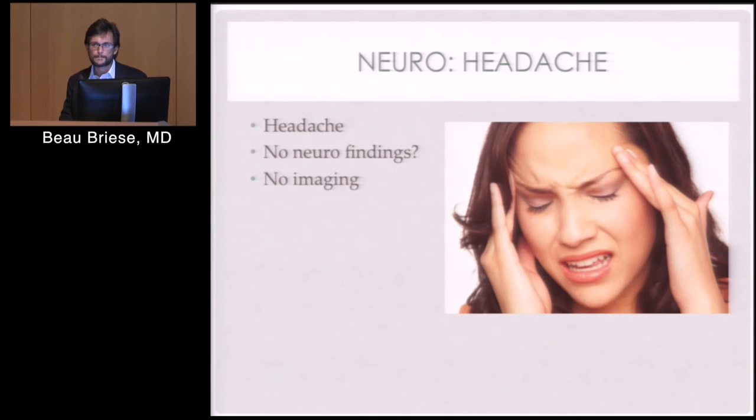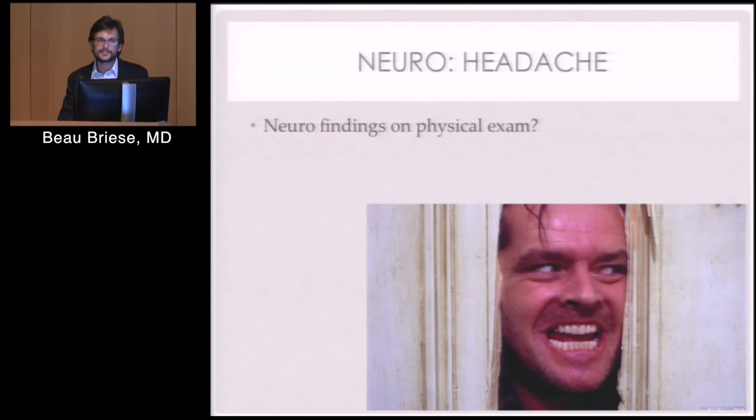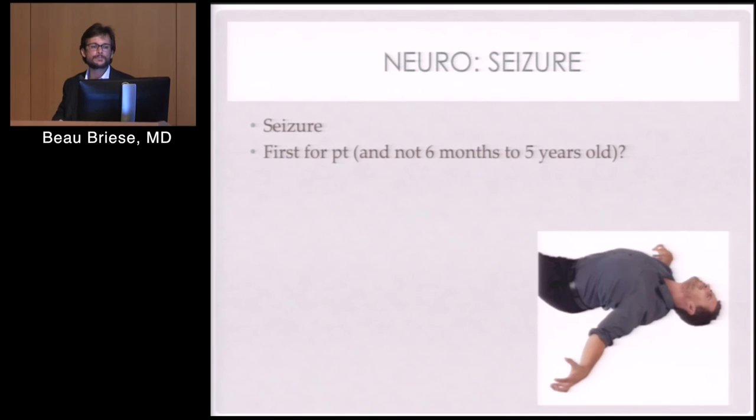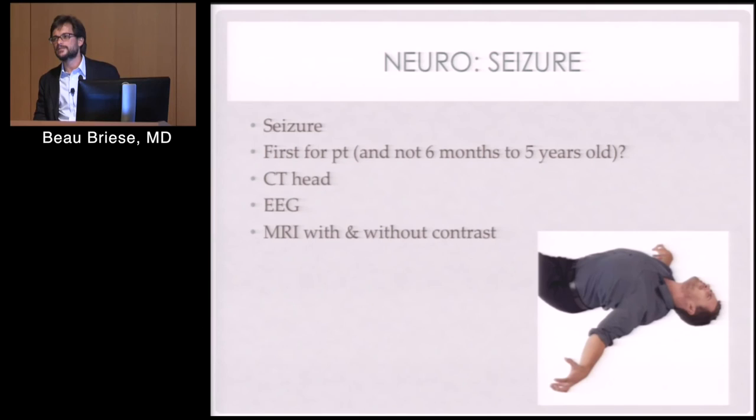If they look like this, and they never looked like this before, consider the head CT. Then the stroke workup, possibly, if their eyes are tonically deviated to the left. And maybe an LP. Seizure, if it's the first for a patient and they're not between 6 months and 5 years old with a fever, maybe get a CT of the head, EEG, MRIs.